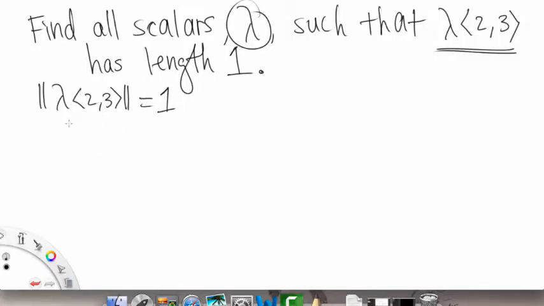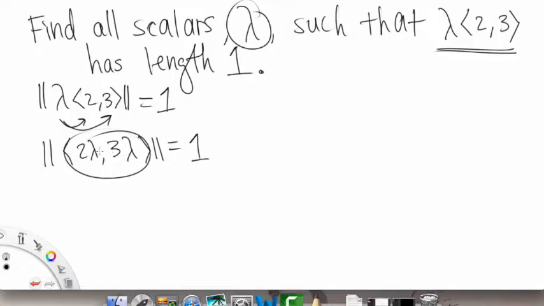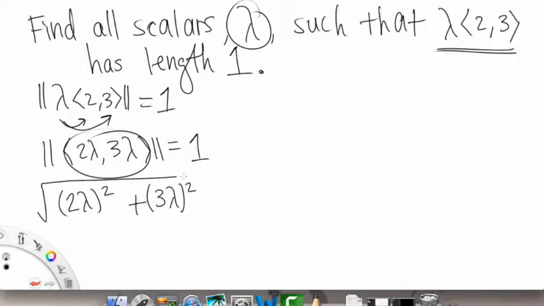We can rephrase this by multiplying the lambda in. So we have (2 lambda, 3 lambda). This is our vector, the same thing as you see above, and we want that to equal 1. Now let's write out what this actually is. To find the magnitude of something, you square the components. We're going to square each of these components separately, add them, and put them under a square root symbol. So we want this still to equal 1.